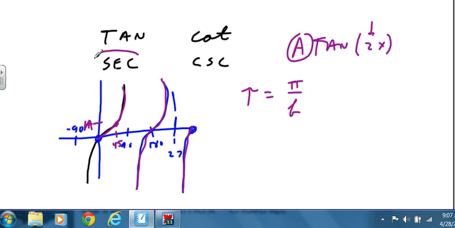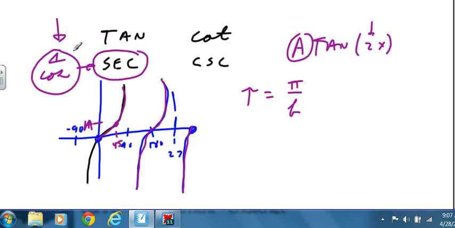Now, when I do the secant guy, because secant is 1 over cosine, what I do is whatever the secant says, I draw a cosine function doing the same thing, and then I draw my secant off that cosine function. And same thing for cosecant. I know that that's 1 over sine, so I do a construction of sine, and then I do the cosecant guy.